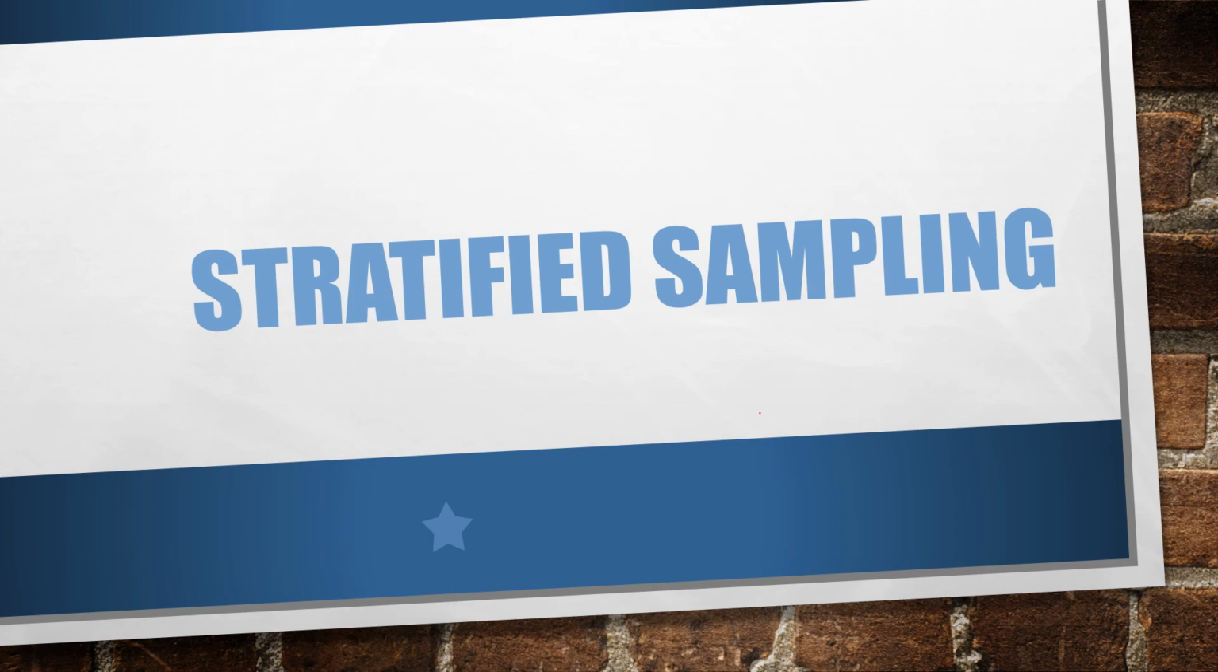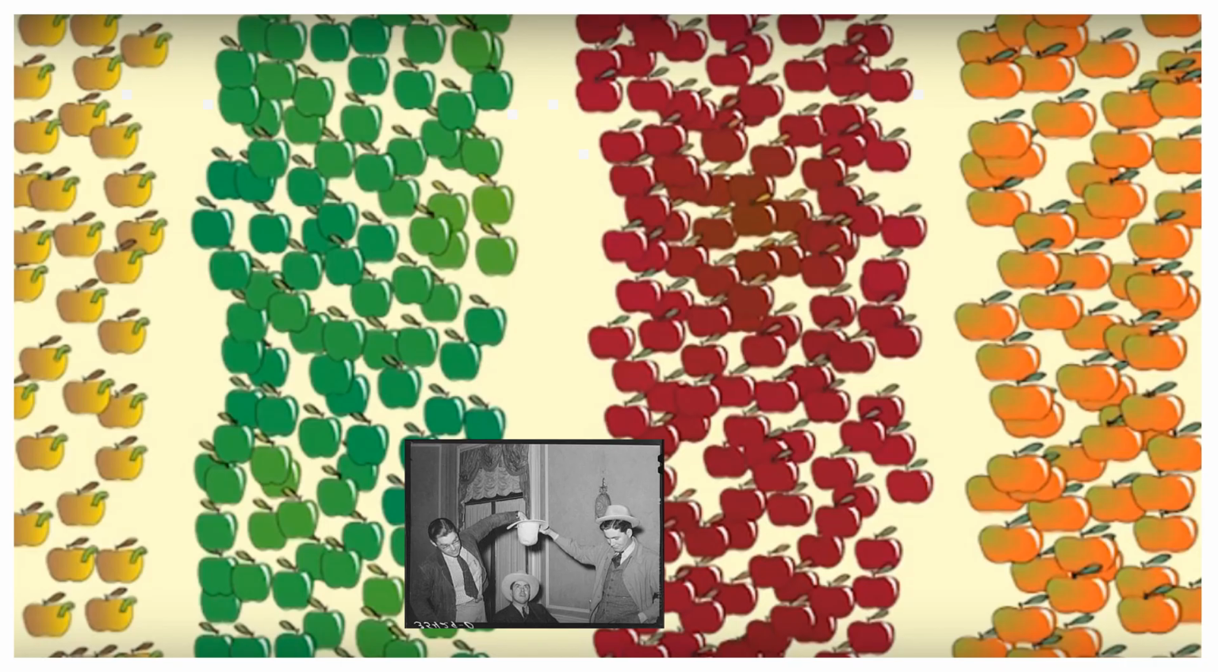Next is stratified sampling. Stratified sampling seems like cluster sampling, but the strata or groups are chosen specifically to represent different characteristics within the population, such as types, variety, ethnicity, location, age, or occupation. So they can create groups here: group 1, group 2, group 3, group 4, based on the different colors of the apples.